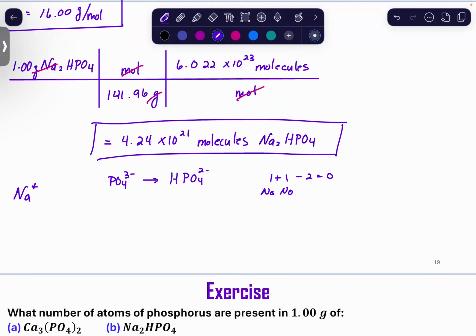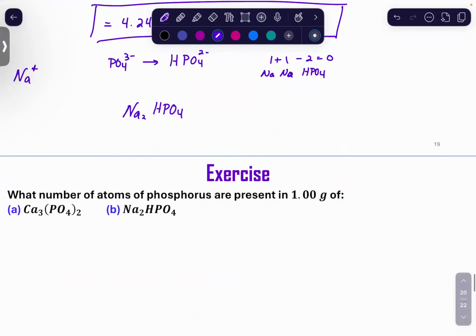There's my hydrogen phosphate, so I have to have two sodiums to the one hydrogen phosphate. And of course, its name just comes from the pair, the two ions that are paired together. So let's use this same idea to go a little bit deeper.